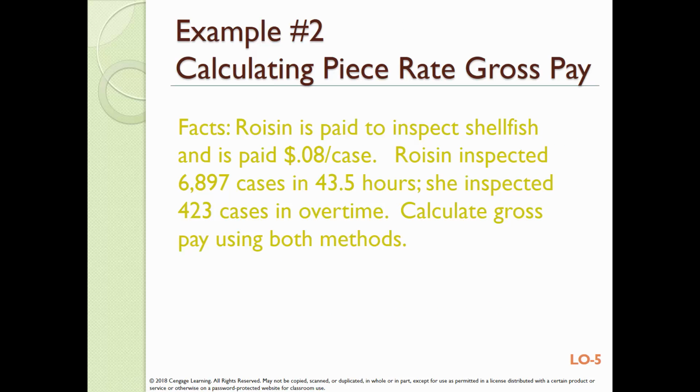Okay, again, these class periods just fly. You need to go do this one on your own. This is the second example. It's a reinforcing exercise. It's exactly the same thing. She's paid 8 cents a case to inspect shellfish. She inspected 6,897 of them in 43.5 hours. Of the 6,897, 423 of those were inspected in overtime. Calculate piece rate using both methods. We're not going to do that now, but I've got an answer screen. Obviously, you should go back and do this yourself.